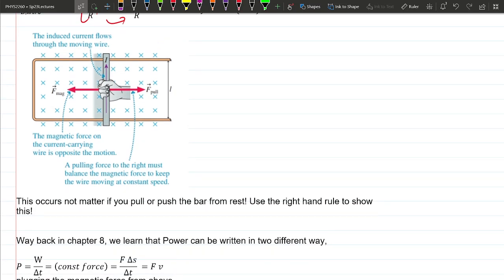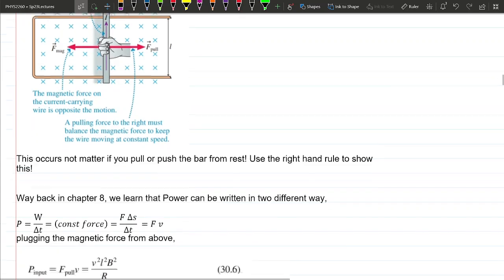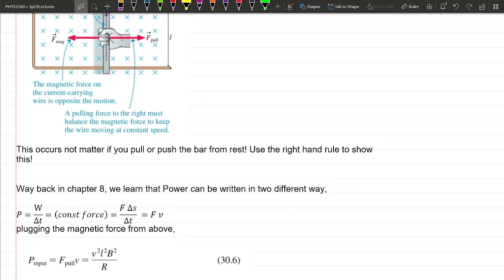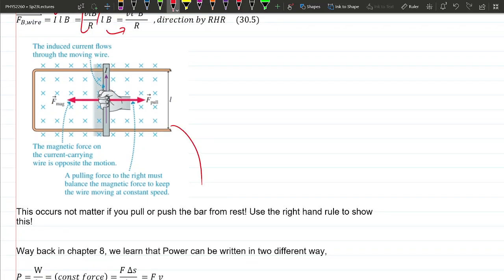Okay. So once you have a force, it may not be as obvious, but you can actually calculate power out of it. So we're going to do a little calculation to find the power generated by this little power generator we made, just by sliding things in a magnetic field.